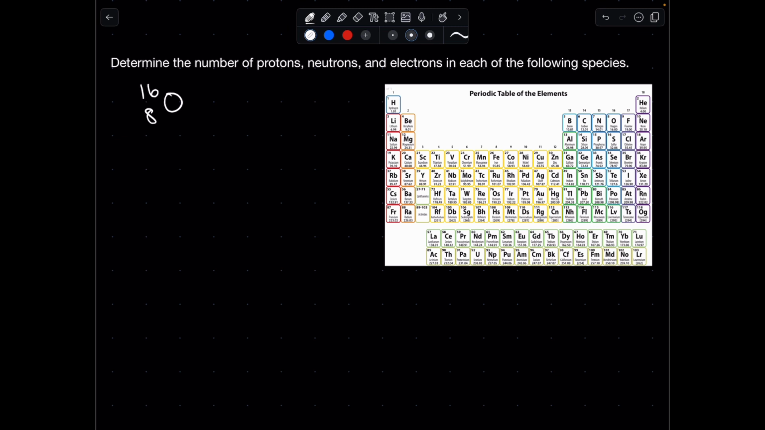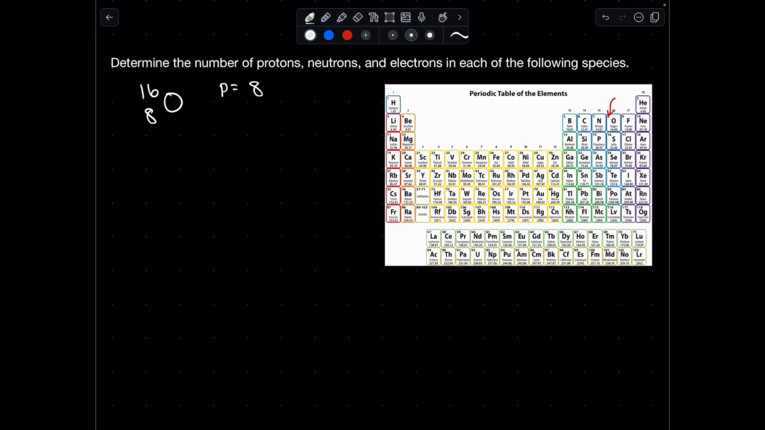So let's give our numbers 8 and 16 here. First, we need to determine the number of protons. Well, the number of protons is unique to every element, and it has to do with its atomic number, which we can see over here on our periodic table is 8. So 8 is going to be equal to our number of protons because that is the atomic number of oxygen.